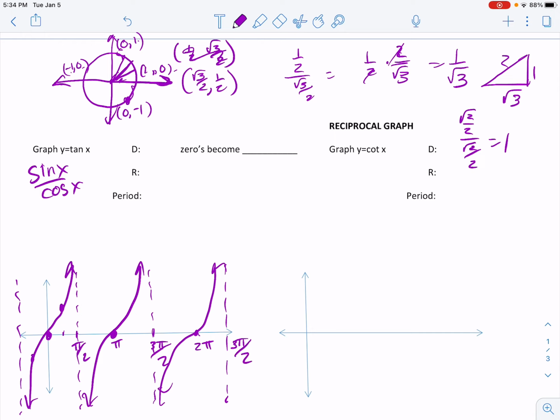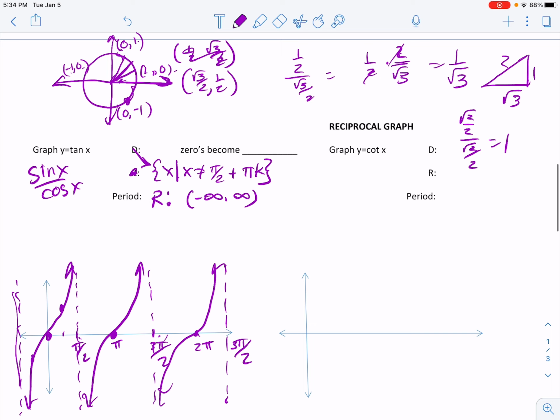Okay? So my domain is all values of x such that x cannot equal pi over 2 plus, how far is it to get from here to here? Pi k. The range is all reals. And the period, how often does it repeat? Is only pi. Okay? Rather than 2 pi.